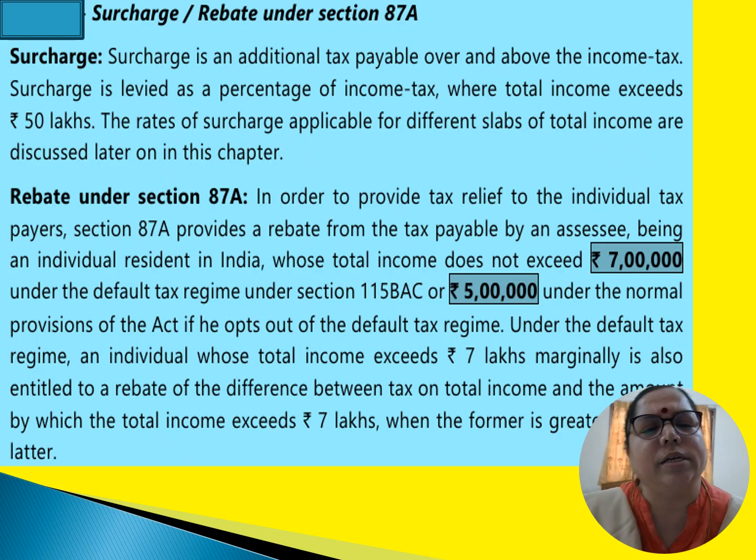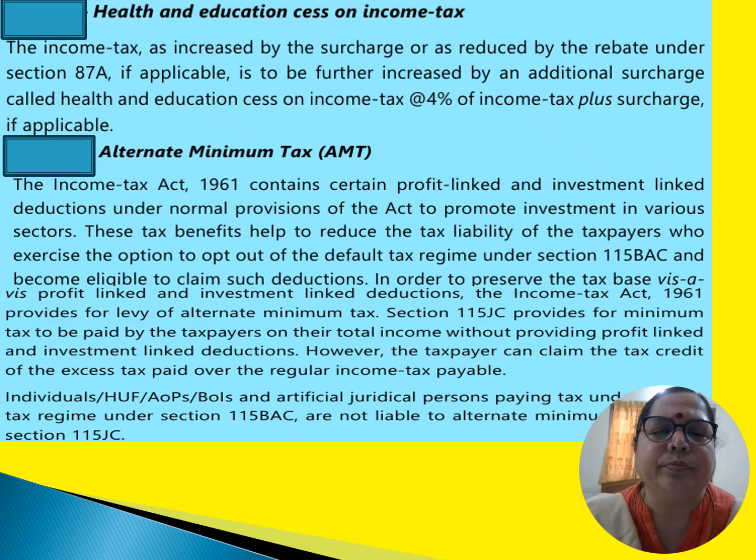Then rebate under section 87A. In order to provide tax relief to the individual taxpayers, section 87A provides rebate from tax payable by an assessee being an individual resident whose total income does not exceed rupees 7 lakhs under the default tax regime under section 115BAC, or rupees 5 lakhs under normal provisions of the Act if he opts out of this default tax regime. So this is how the difference is.